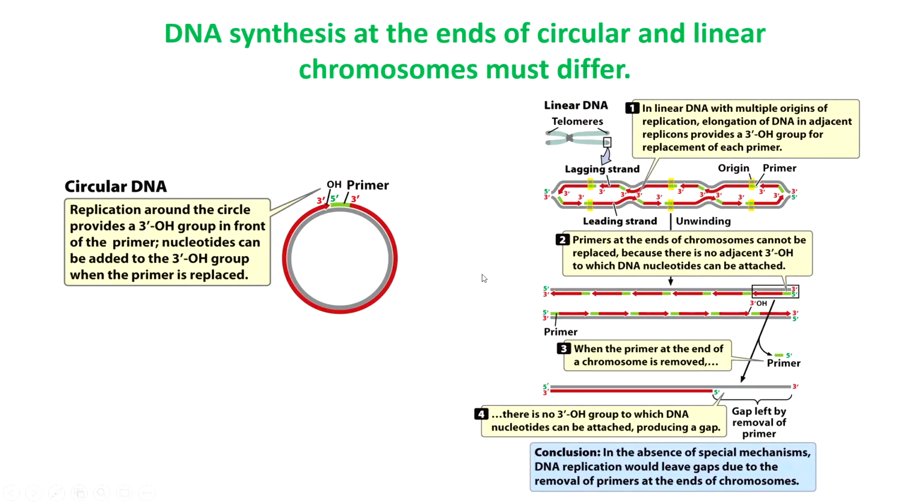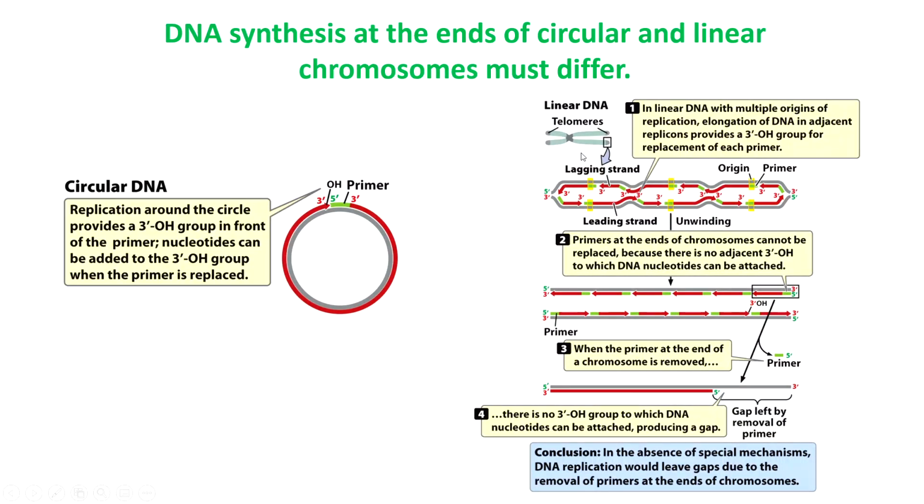Now comes the end replication problem. When we have a circular piece of DNA, let's see, we opened it up here. We started the process by adding a primer, and then we had a 3' OH here with which to add new DNA. And we keep doing that and go around the circle until we bump into that primer. Pull that primer out, attach a new polymerase here, and fill in the gap. Boom, no problem. No loss of DNA, no end replication issues. That's because it's a circle.